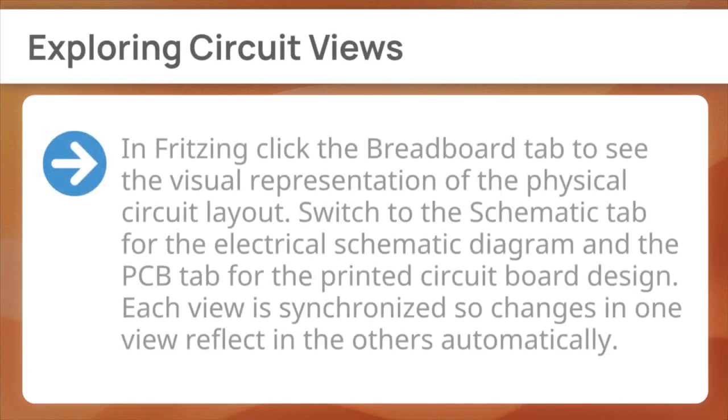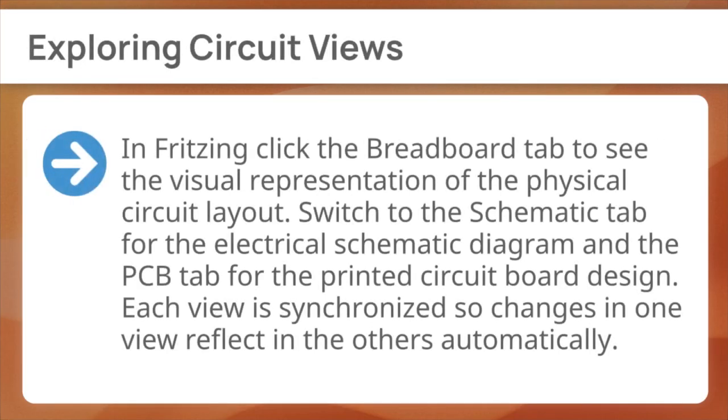Next, exploring circuit views. In Fritzing, click the breadboard tab to see the visual representation of the physical circuit layout. Switch to the Schematic tab for the electrical schematic diagram and the PCB tab for the printed circuit board design. Each view is synchronized, so changes in one view reflect in the others automatically.